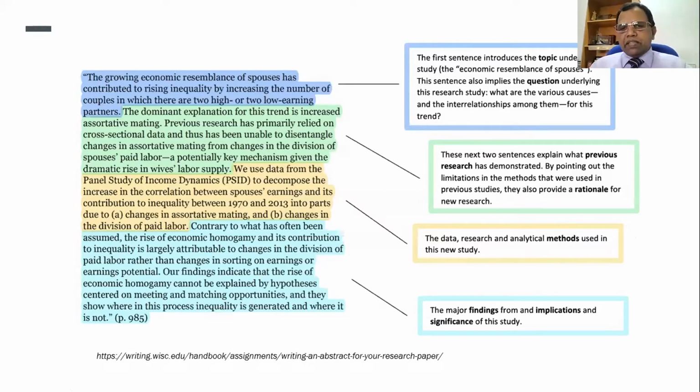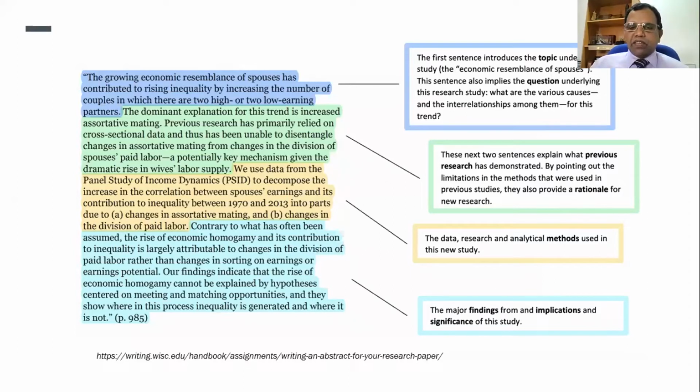The next two sentences explain what previous research has demonstrated. It points out the limitations in the methods that were used, which provides a rationale for new research. In research, we do not want to reinvent the wheel. The wheel has already been invented. What we are trying to do is use it.